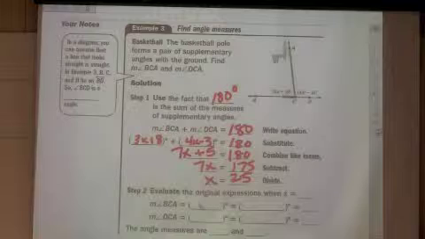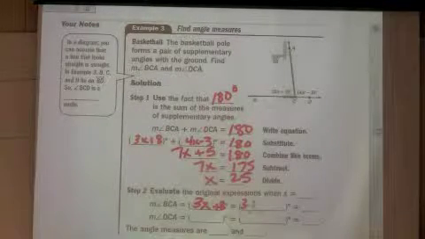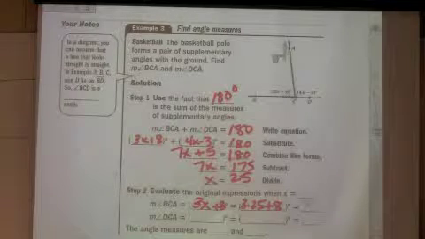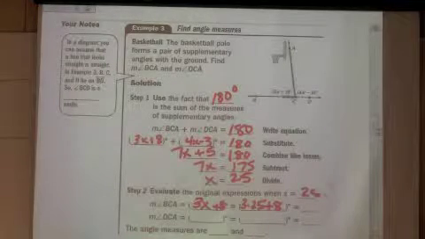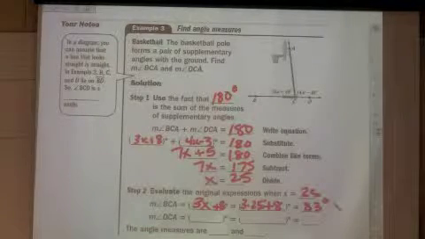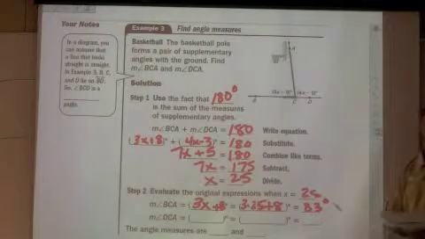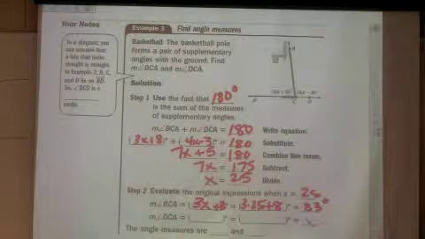So we've got BCA, that was 3x plus 8. So we've got 3 times 25 plus 8. What are we talking? 83 degrees? Okay. Now I could go through all the algebra and figure out 4 times 25 minus 3. I'm not going to write it out. What's it going to be?